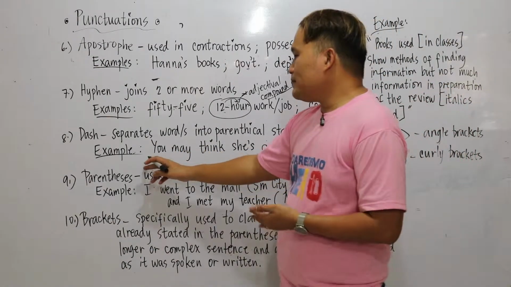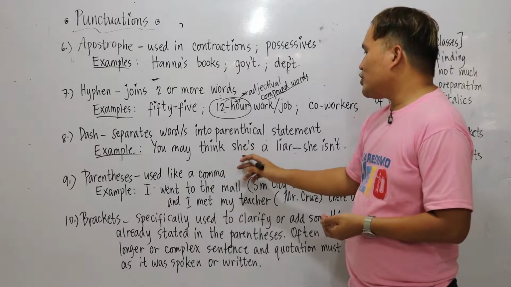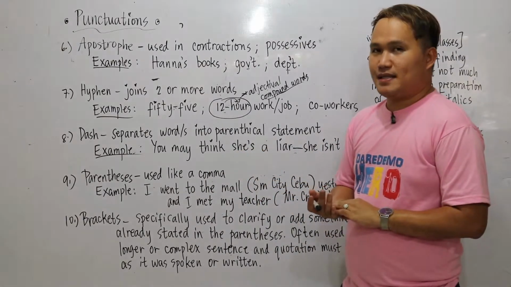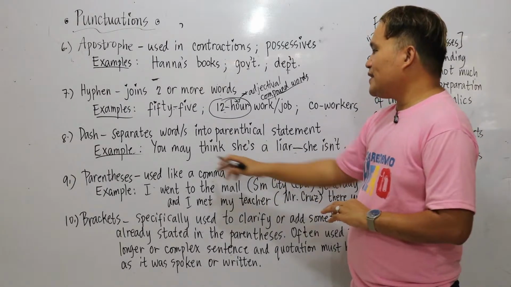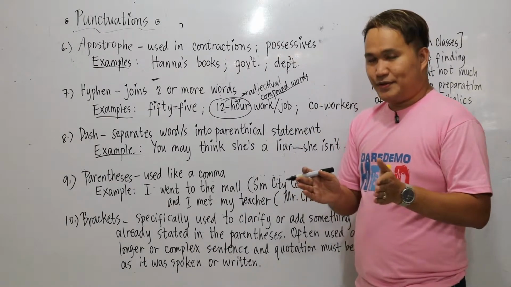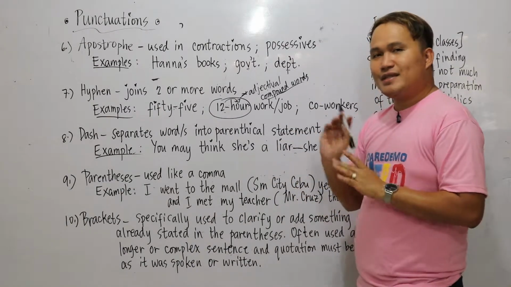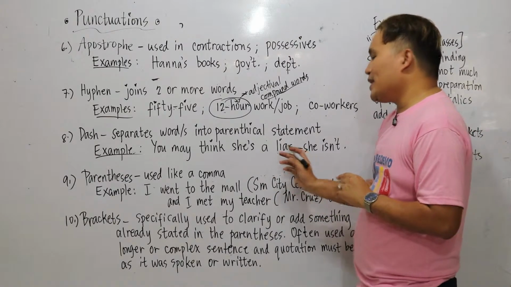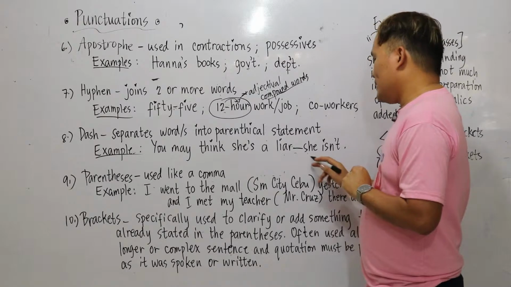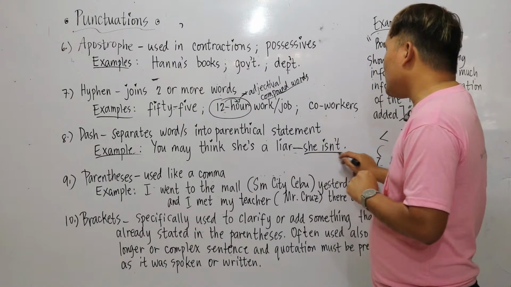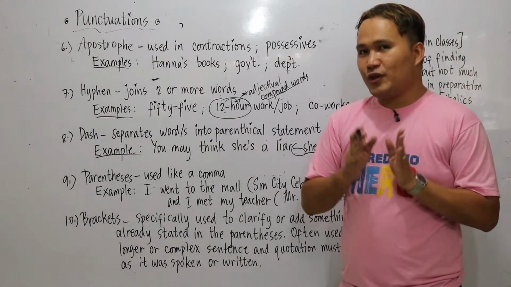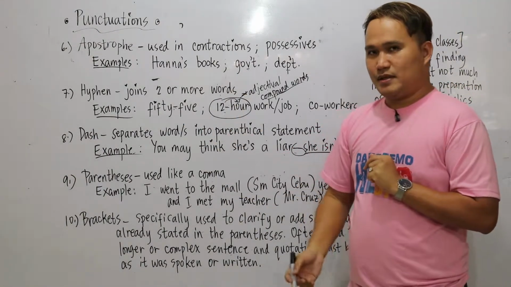Let's have an example here. You may think she's a liar — she isn't. Okay? Now, as you notice in this example, "you may think she's a liar" is already a sentence. But you are trying to emphasize something. That's why you put a dash. She isn't. So you emphasize this word. You are separating the word to make a parenthetical statement.